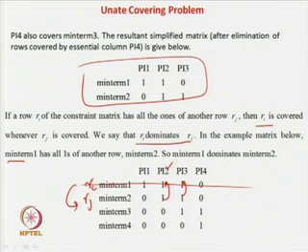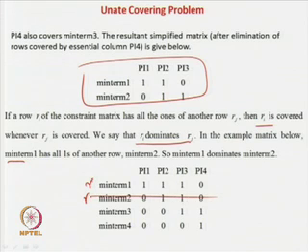So, it can be selected by either Pi2 or Pi3. Whenever you take Pi2, min term 2 will be covered as well as min term 1. If you take Pi3 to cover row 2, obviously this one will be covered, and by virtue of this, min term 1 also will be covered by this one. So, now what happens?